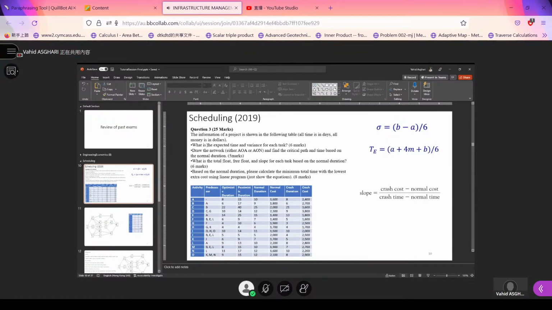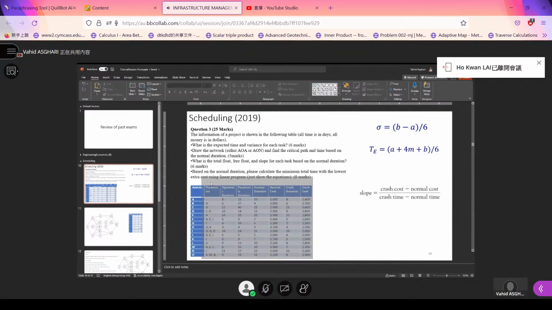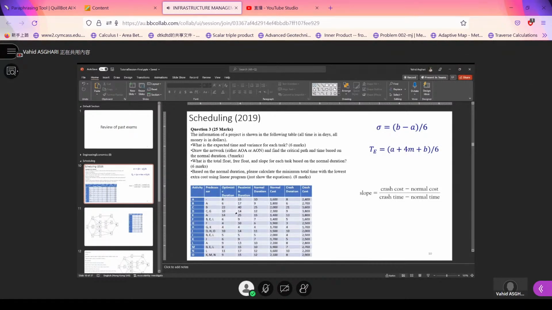There was one table about the project: the activities, the predecessors, optimistic duration, pessimistic duration, normal duration, and again, crash duration and crash cost. Let's see what the question wants from us. What is the expected time and variance for each task? The equations were provided in the slides.